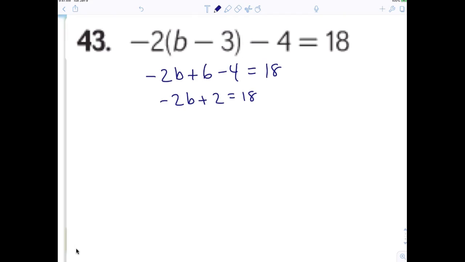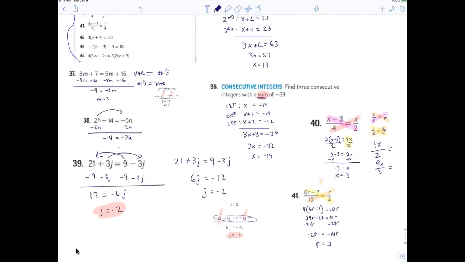Now what do I do to both sides? So negative 2b equals what? 16. So b equals? Yeah, don't forget the negative. B equals negative 8. Yes, sir. Actually, it says negative 2b plus 2 equals 18. All you do is minus. I don't see where. Oh, okay, go ahead. Oh, that's what you did. Yep. Good job. All right, let's grab 45.